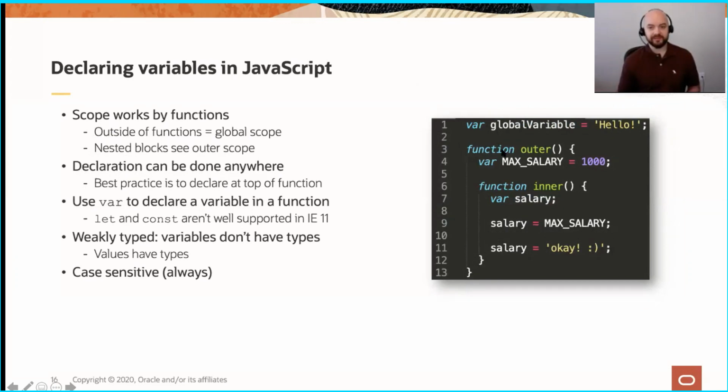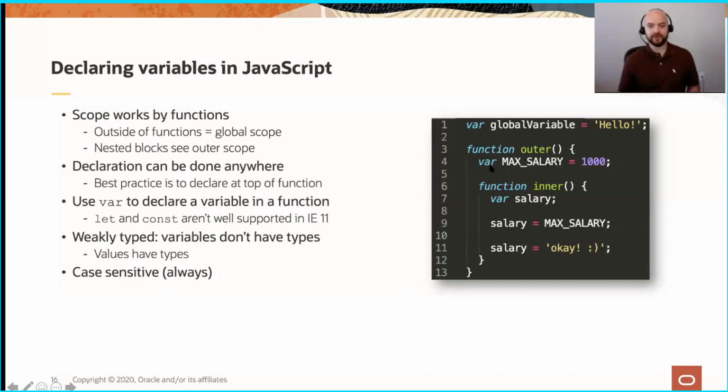Down below that, I have something similar to the PL/SQL you saw before, where we have a function called outer. And then I have a function within outer called inner. So we can create the same kind of scoping scenarios we can do with PL/SQL. The declaration for variables in JavaScript can be done anywhere. And it's just a best practice that we do it at the top of our functions. And you're seeing two examples of that here. I'm declaring variables as the very first thing in each function. I'm using the var keyword here to declare variables.